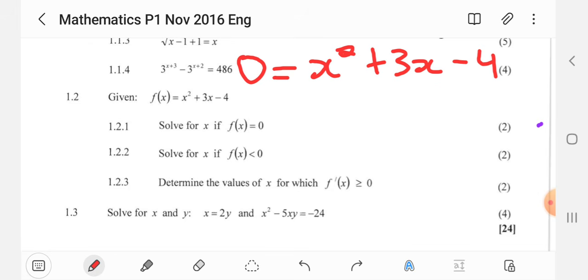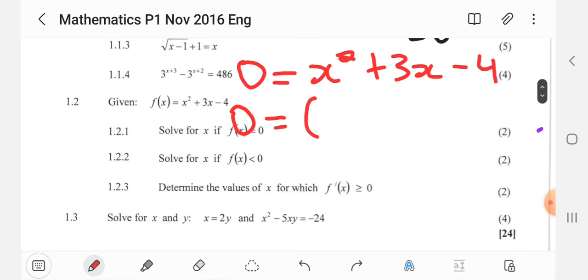If they say find the y-intercept, sorry, x has to be 0, with functions, right? Because we have entered the functions world. So 0 equals, what are the multiples of 4, guys? Multiples of 4 that when added will give you a 3. That's how you factorize without using the quadratic equation. But I say if you struggle, always use the quadratic equation. Don't do that to yourself.